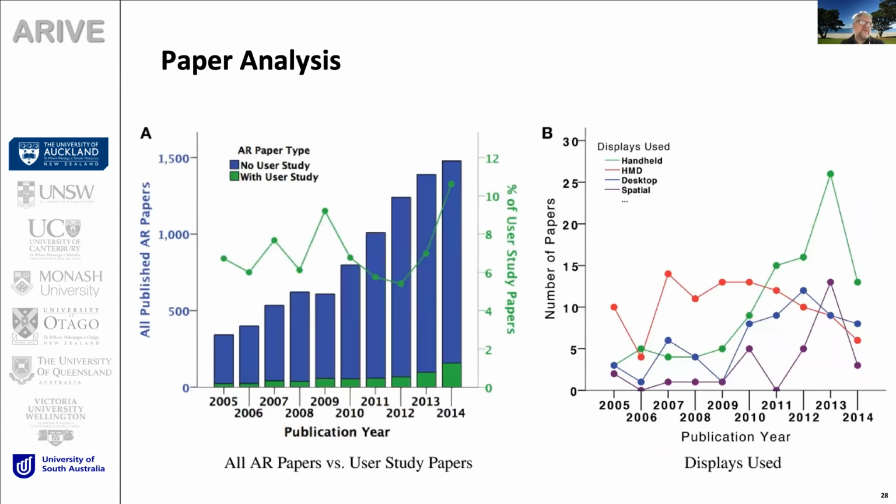First of all, it turns out that in the augmented reality literature, there's actually very few papers that have user studies in them. You can see on the left-hand side, it's trending towards about 10% now of AR papers will have a user study. And then on the right-hand side, it talks about different types of displays used in those user studies. But that was quite surprising to us that amongst all the published papers, there's a relatively small number of user studies. In 2014, getting towards 1,500 AR papers, and just over 150 or so of them have a user study in them.